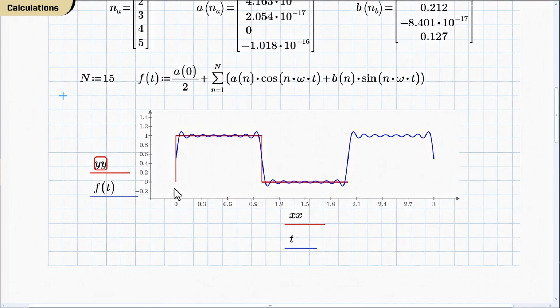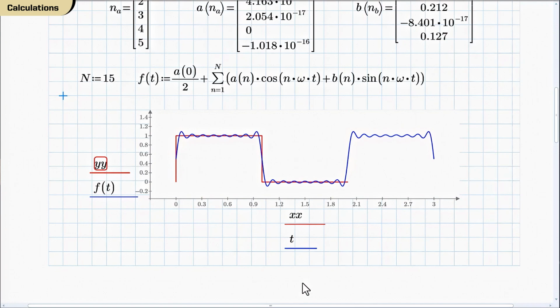So you can see in red, there's my original ideal square wave. And in blue, you can see the approximation. And you can see it's close. Now I let x go to 3 here, so you can see that the Fourier series approximation really is going to be cyclic. As you can see, the next cycle is starting there.